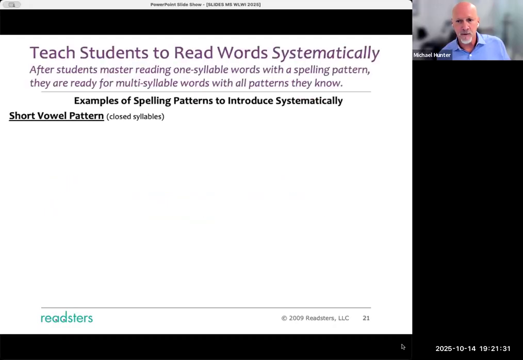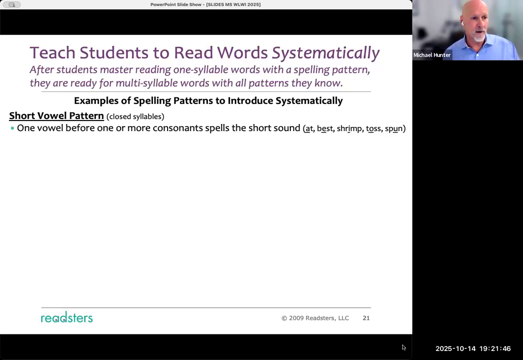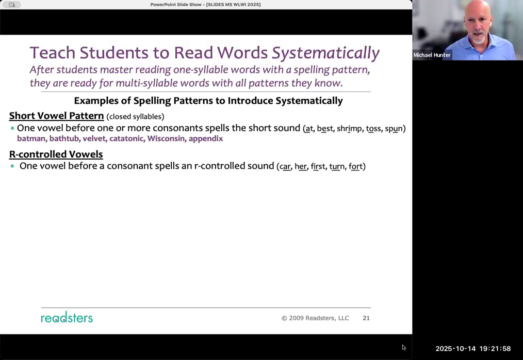So back to the scope and sequence, and the way in which we like to teach the multisyllable and we find it easiest is once students have their short vowel pattern in single syllable words and can easily read that, then we can start teaching that in multisyllable words. So even a kindergartner who can read bat and man can learn to read Batman, bath and tub, bathtub, etc. In our scope and sequence, we like to do R controlled next, but that's not critical.